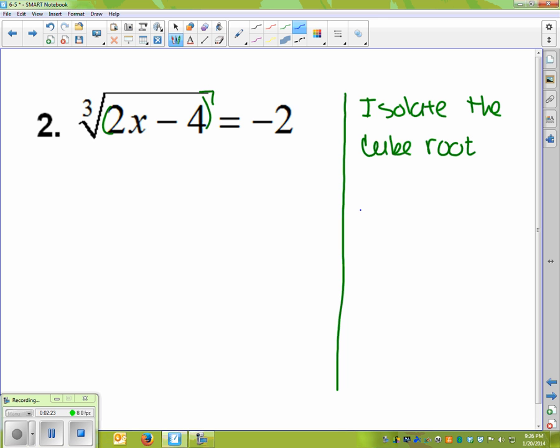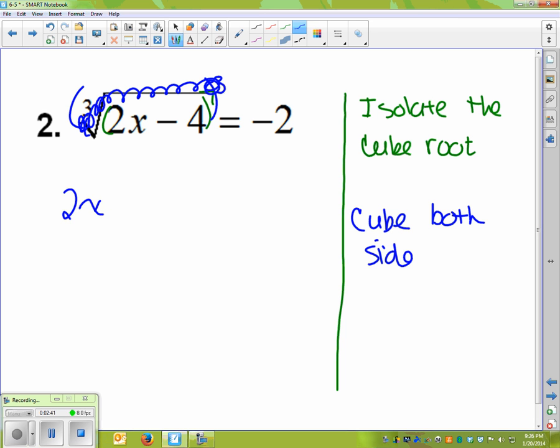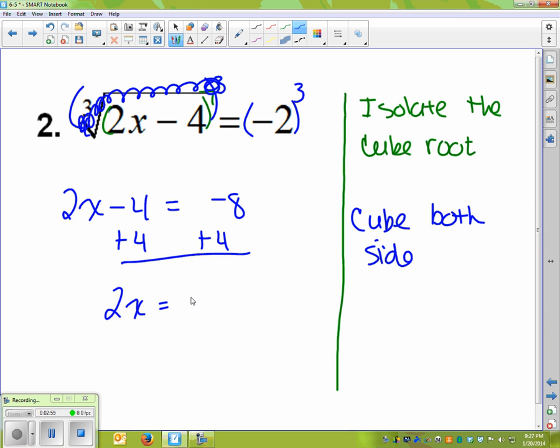To get rid of a cube root, I'm going to cube both sides. By doing that, the cube cancels out the cube root, giving me 2x minus 4 equals negative 2 cubed. And negative 2 cubed is negative 8. Now I can solve my equation. Add 4 to both sides. 2x is equal to negative 4 and divide by 2. So x is negative 2.